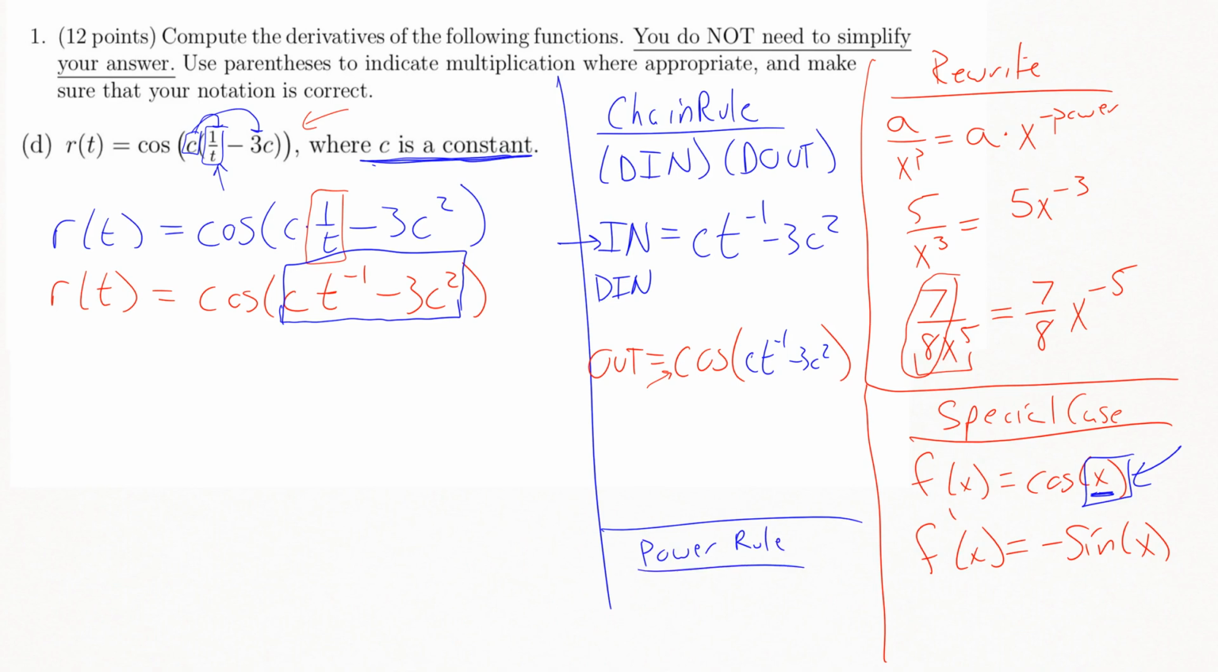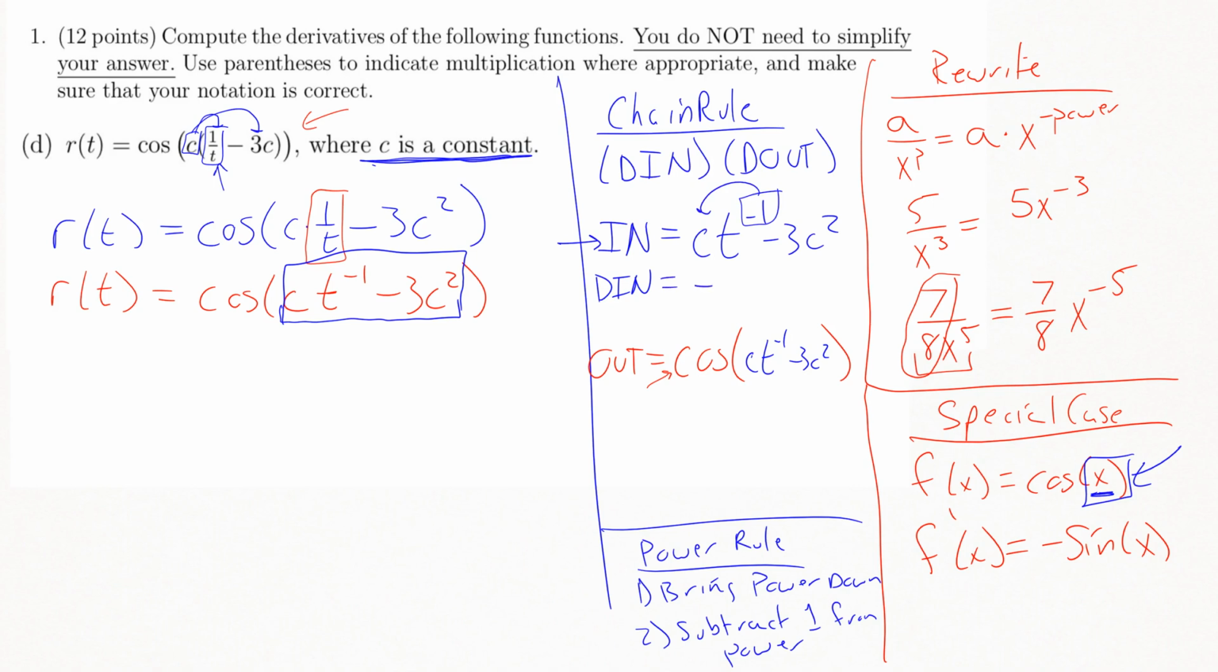Remember that c is just a number. It's a constant. You treat it like a 5. And so when you're looking at that problem right now, don't worry about the c. It's coming along for the ride. You just want to worry about the t. So our power rule says bring the power down and then subtract 1 from the power. So I'm going to bring this -1 down and multiply it by the c there.